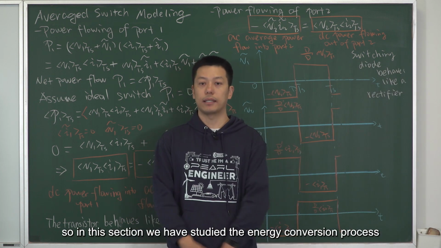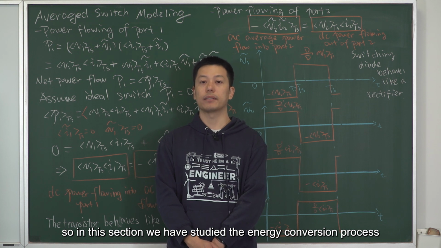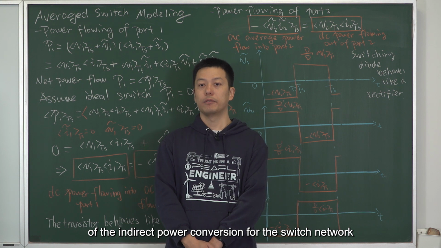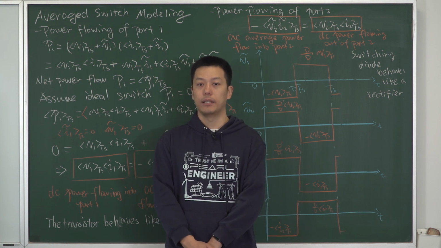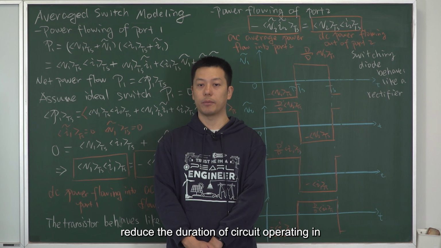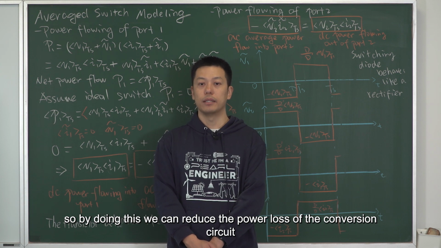So in this section, we have studied the energy conversion process of the indirect power conversion for the switch network. We can try to reduce the duration of the circuit operating in the indirect power flow state. By doing this, we can reduce the power loss of the conversion circuit.